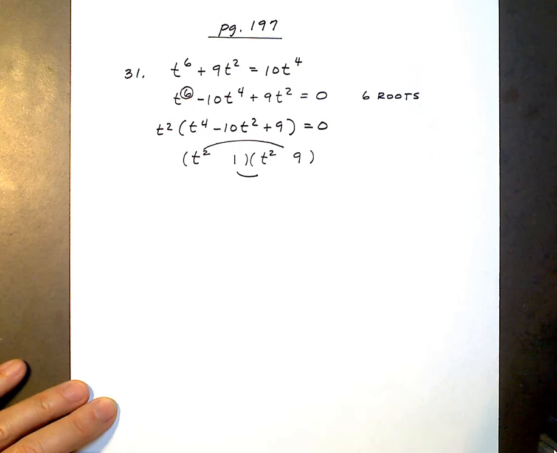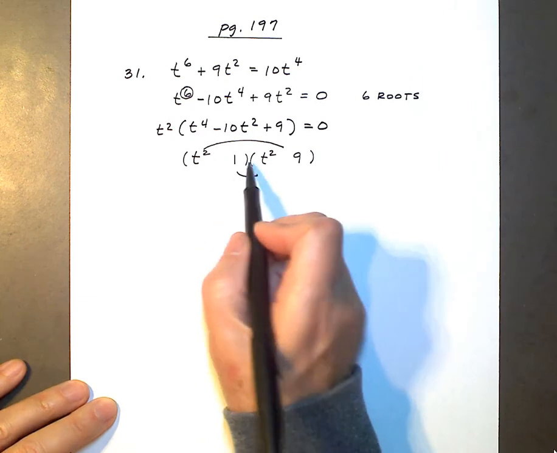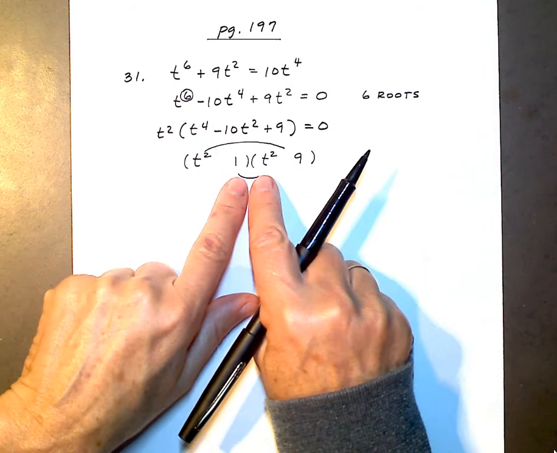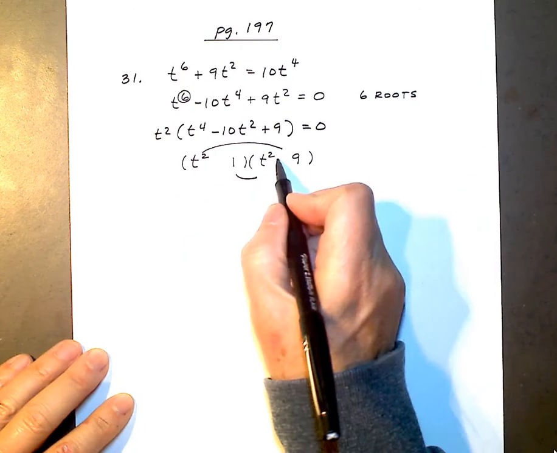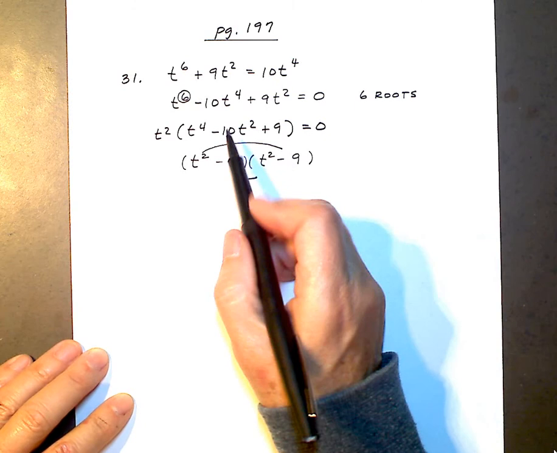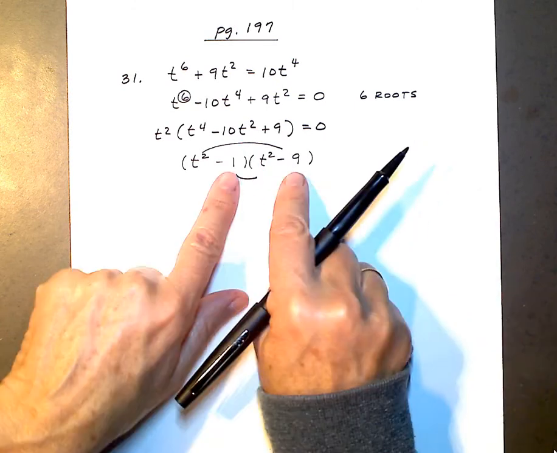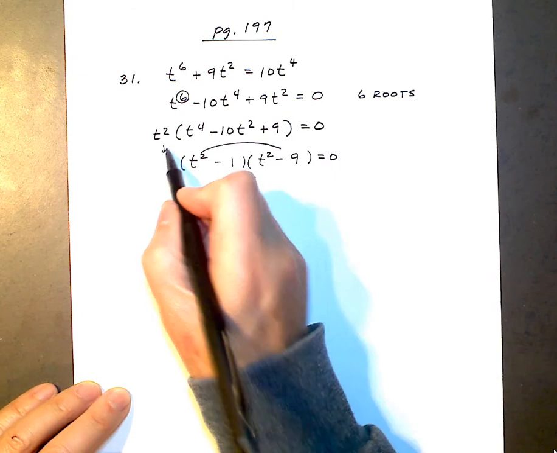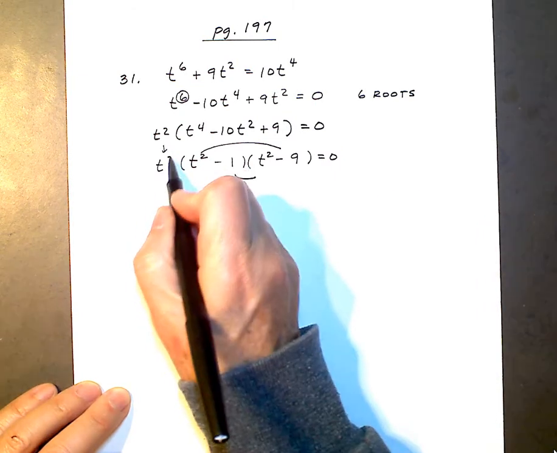Because now I'd have a t to the fourth in my first position. Multiplying these together would be a 9t squared, and this would be a 1t squared. And if those are both negative, then I get my sum of a negative 10t squared in the middle and a positive 9 here. And don't forget that you still have that greatest common factor of the t squared outside.